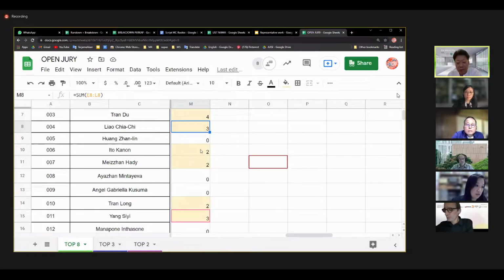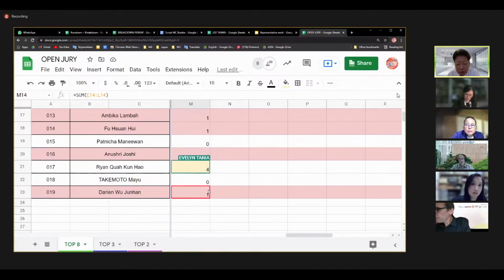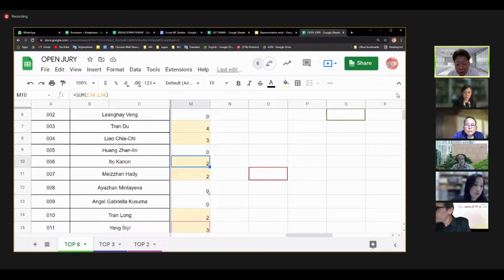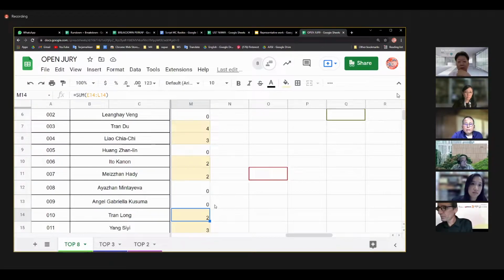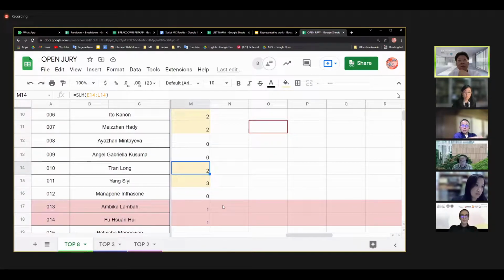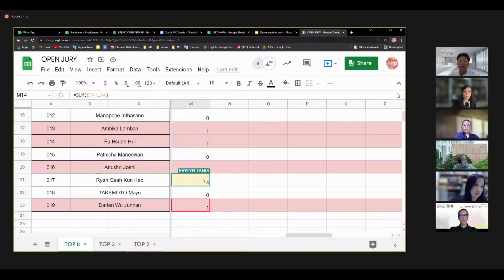The problem is 2 votes. How many contestants got 2 votes? 1, 2, 3. Three students have 2 votes: Itokano, Wijang Hadi, and Tranlong. If so, that's 7 in total. We need one more participant to advance to the next round, Professor. If so, I want the 7 contestants to go to the second stage.